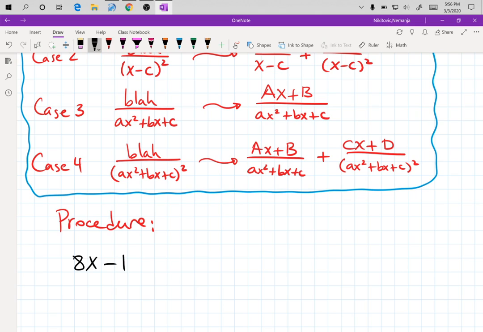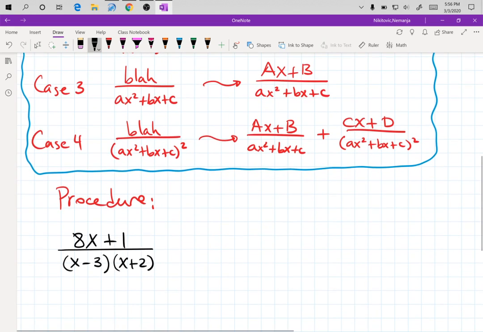8x, was it plus or minus 1? Plus 1. And was it x minus 3 or x plus 3? X minus 3, x plus 2, right? Yeah. Excellent. All right. So this is my problem. The denominator is factored into two linear cases. So I am going to say that I have A over x minus 3 plus B over x plus 2.